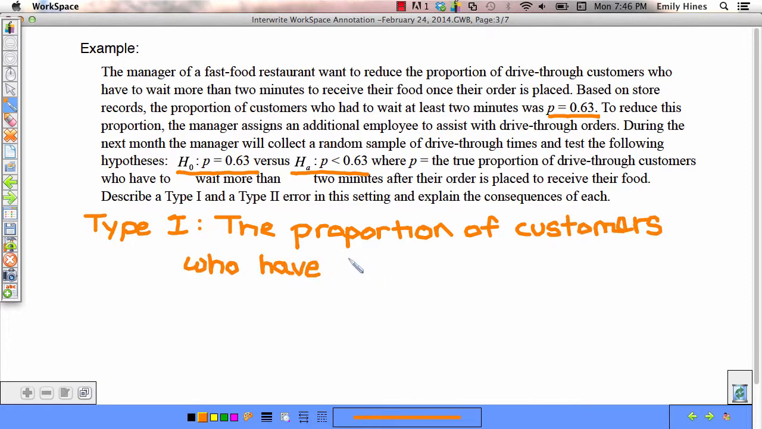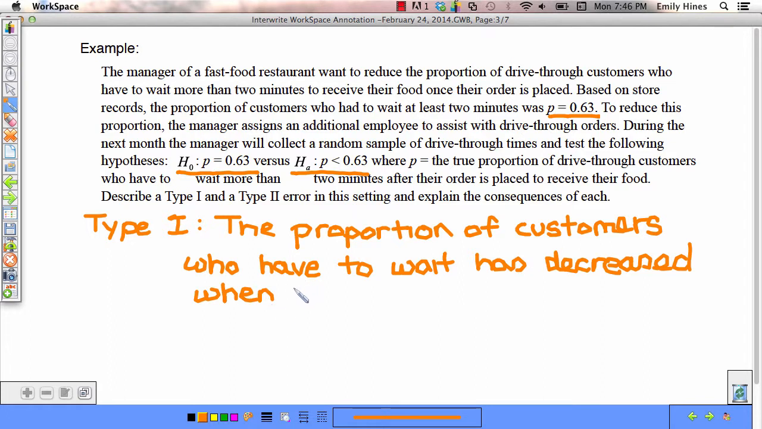So what would be a consequence of this? Hopefully you're thinking something along the lines of, well, he thinks that the drive-through times have gone down when really they haven't, so he thinks his solution's working and he keeps employing this person to help with the drive-through when really it hasn't helped. Or he still has customers who are upset because they have to wait so long. Okay, there are a number of different consequences of this. He stops thinking of a new way to decrease these times because he thinks he has one that works when really he doesn't.